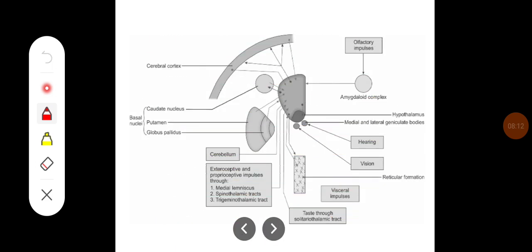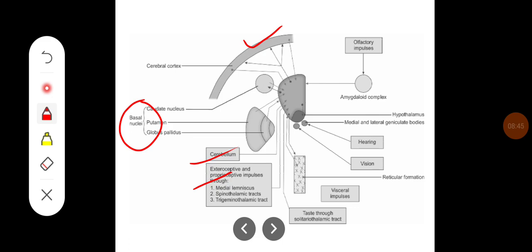So this is the diagrammatic representation of the connections of the thalamus. It is connected to the cerebral cortex to and fro. It is connected to the basal nuclei, from where it receives information. The thalamus receives signals, mainly exteroceptive and proprioceptive impulses, through the medial lemniscus, spinothalamic tract, and trigeminothalamic tract.